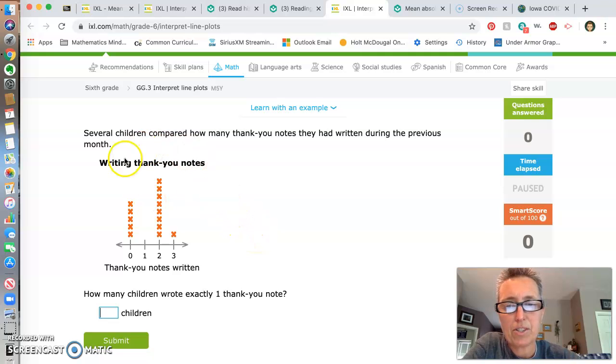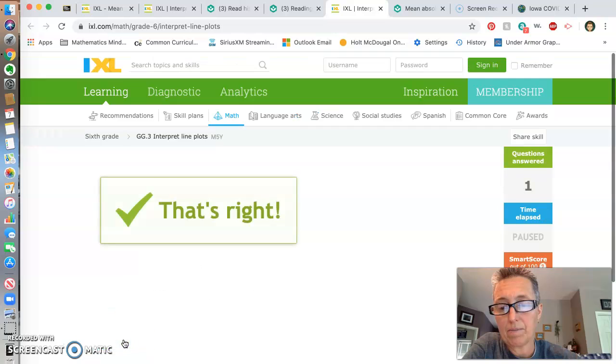All right, so you see thank you notes that have been written. 0 thank you notes written. 1, 2, 3, 4, 5. 5 children wrote 0 thank you notes. This says how many children wrote exactly 1 thank you note. Well, that's easy enough. That would be 0, correct? Nobody wrote 1 thank you note. Lots of kids wrote 2 thank you notes, and 1 kid wrote 3 thank you notes.